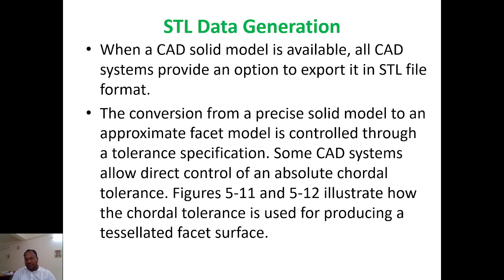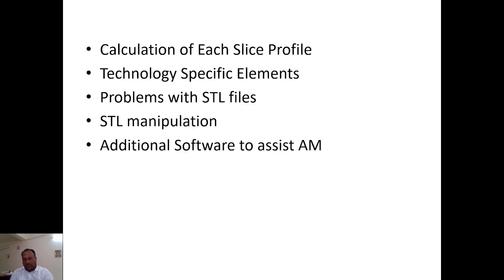After making this STL, we need some data generation. For export in STL format, the solid CAD systems allow borderline tolerances, which is useful. For that, as a process, we have to calibrate each slice profile and specify the elements. Any problems with STL files can be handled with manipulation, and additional software can assist in total additive manufacturing. So here we can stop. Next class we will discuss. Thank you.